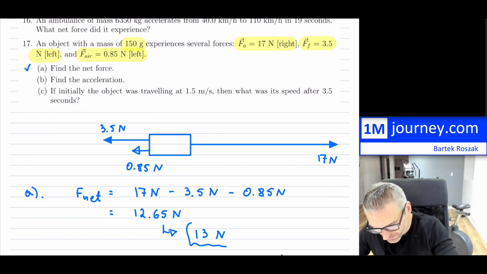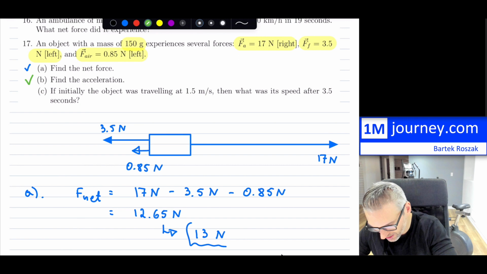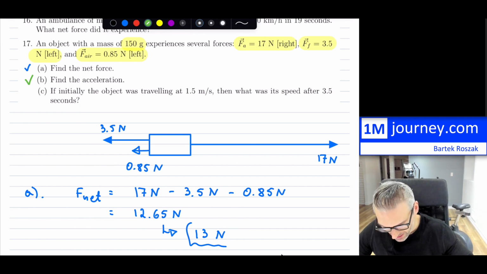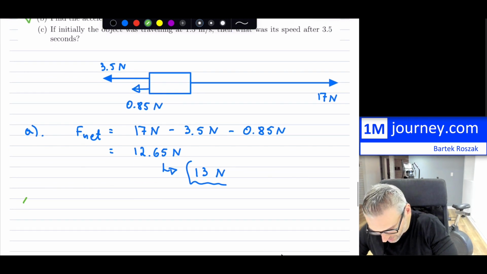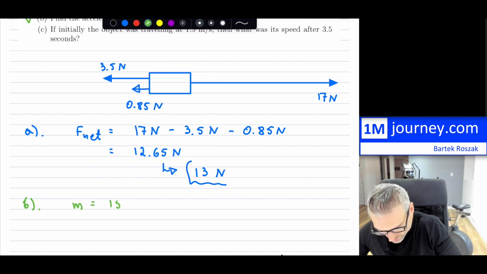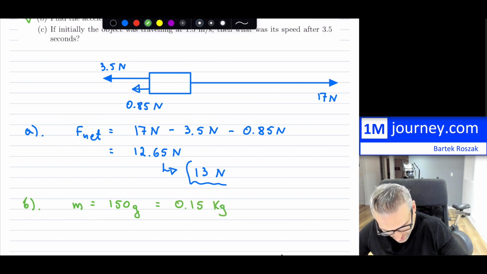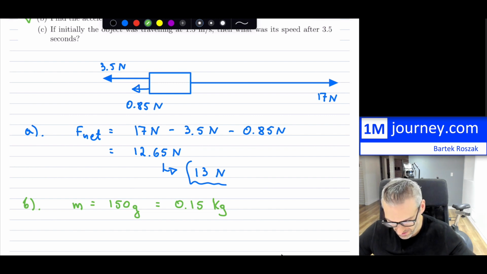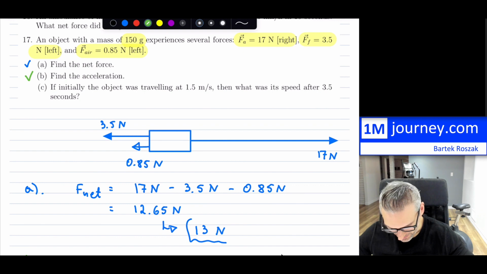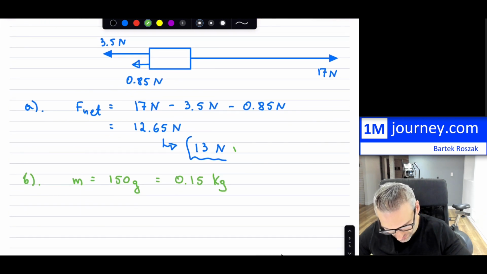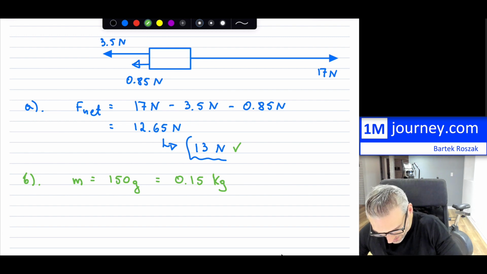For part B, the second component, find the acceleration. This one's going to be a little bit easier for us to do. We do have the mass, which is 150 grams. If you convert it back to the SI unit of kilograms, it's just shifting the decimal over 3 places. So that's 0.15 kilogram. And since we have the net force over here, 12.65, I still have the full one. So this just goes back.